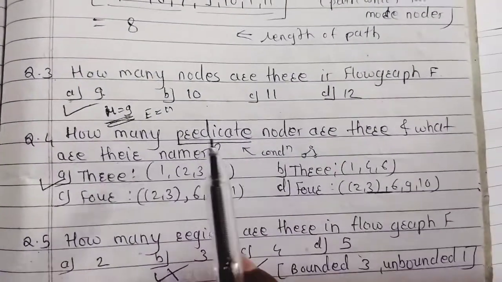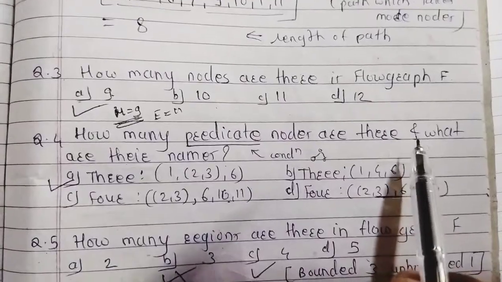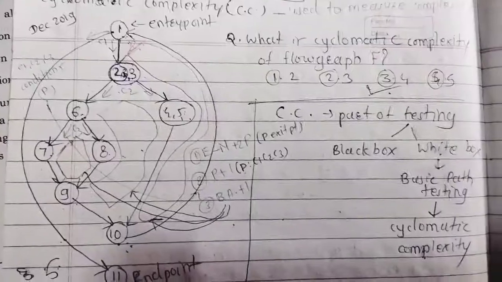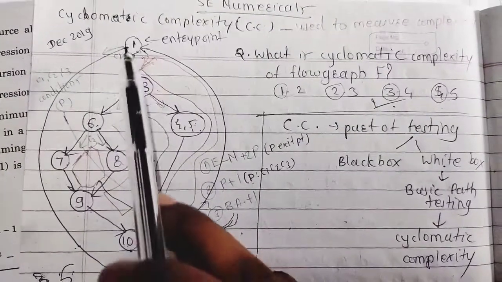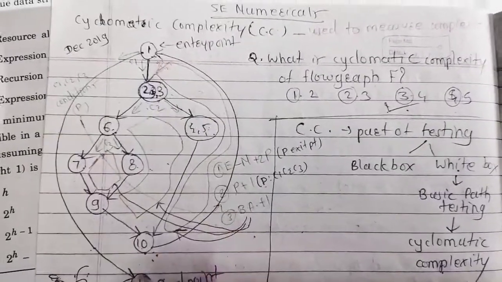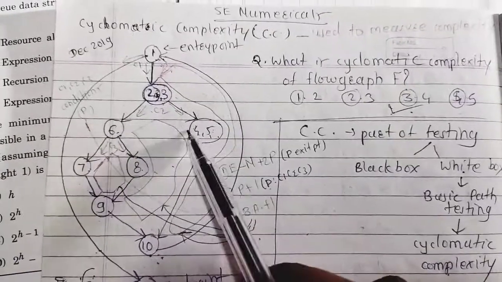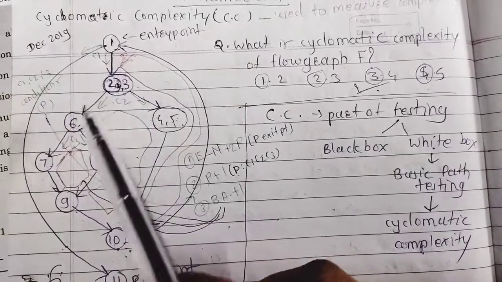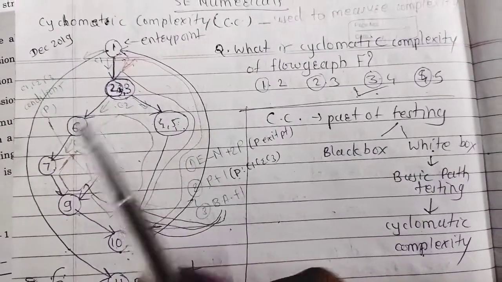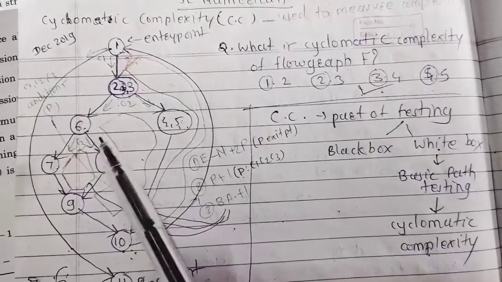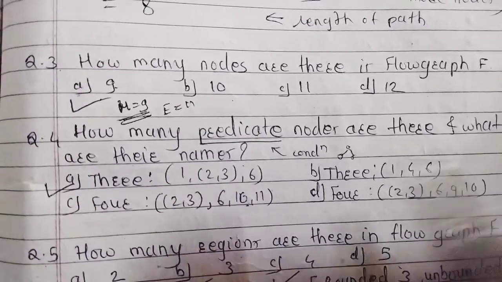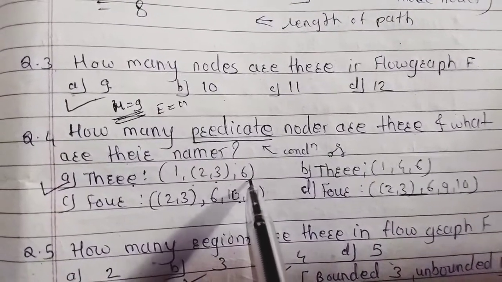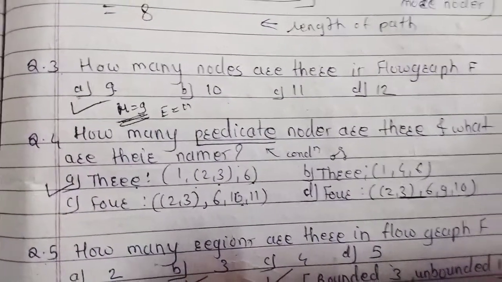Next is, how many predicate nodes are there and what are their names? We have checked that predicate nodes mean if-else nodes. There are 3 predicate nodes, the first, second and third: 1, 2, 3 and 6. So the answer is that there are 3 predicate nodes and their names are 1, 2, 3 and 6. Such a simple question.